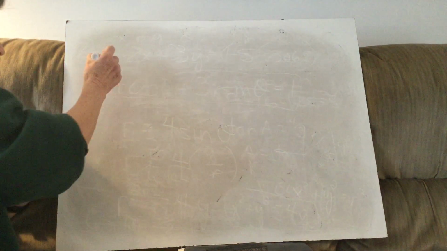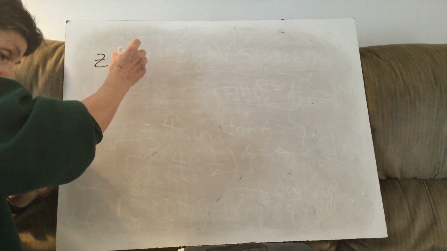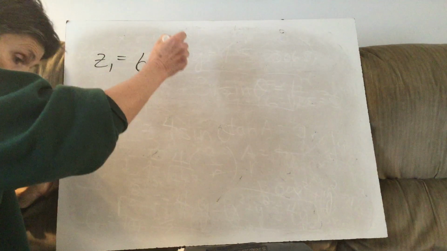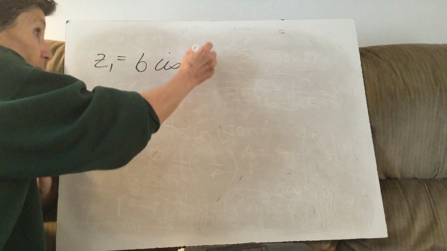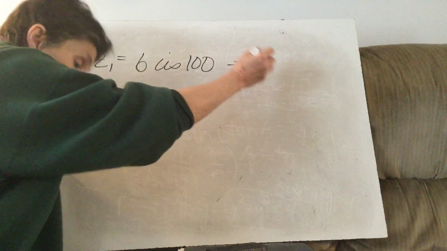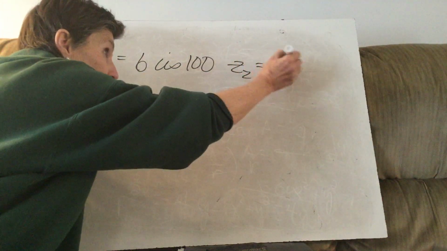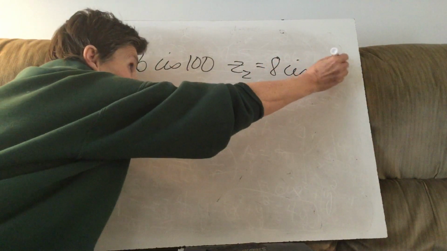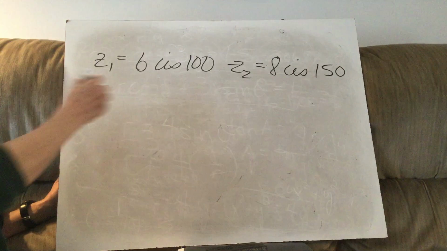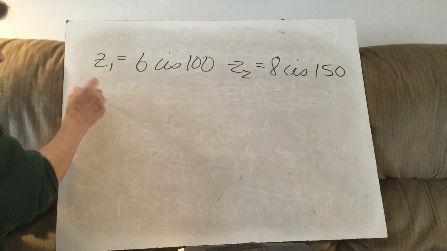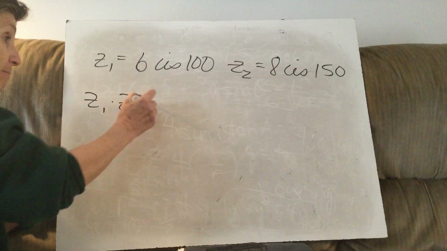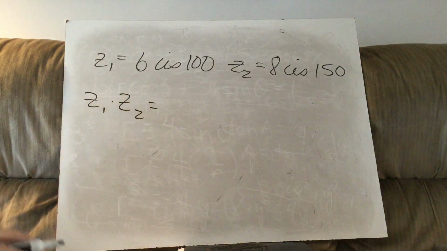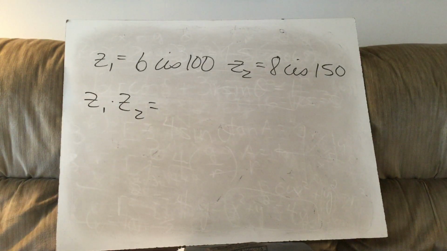Now we have two numbers given to us. These are just random numbers, nothing special about them. And we are going to multiply them. So do you remember how to do this from your notes? Get your notes out, take a look at it.